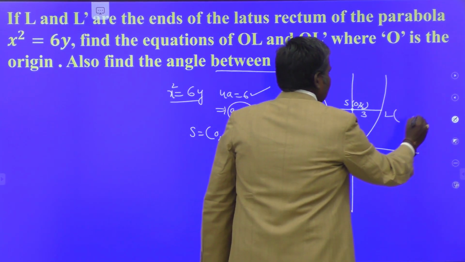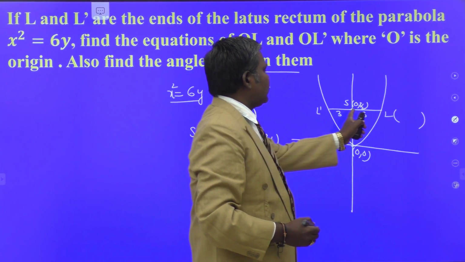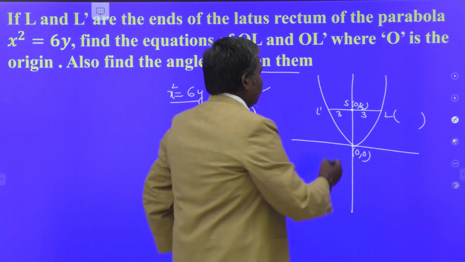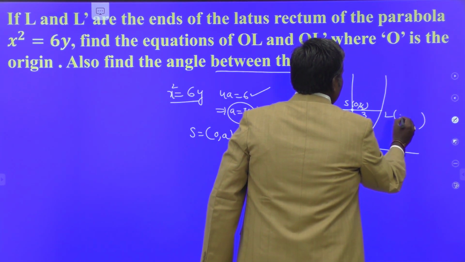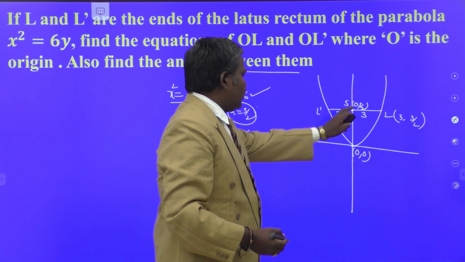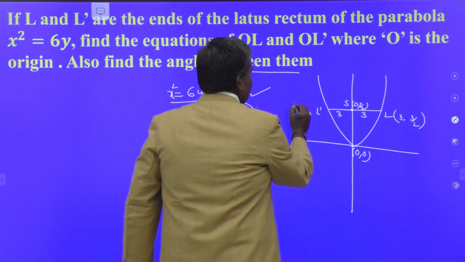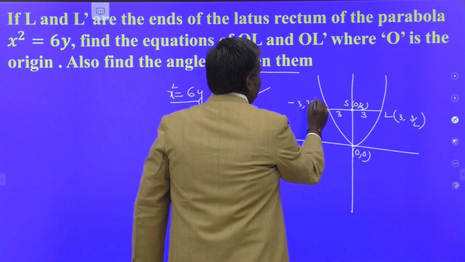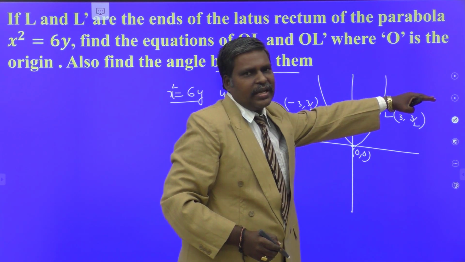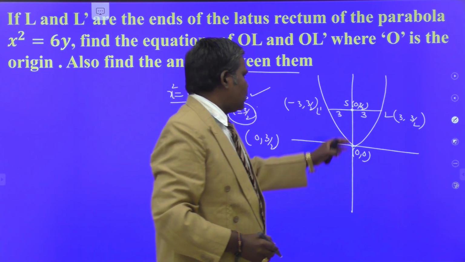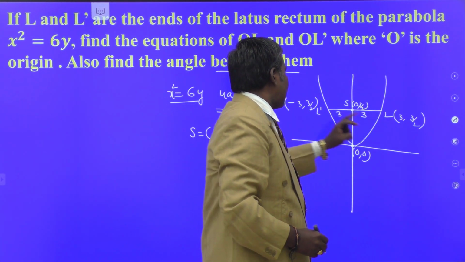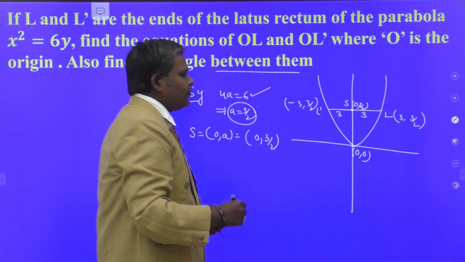Now anybody tell me the coordinates of L? You have to increase 3 units here, and 3 units to the left side. So the coordinates of L are 3, 3 by 2. Increase 0 to 3, decrease 0 to 3 here. That is, L dash is minus 3, 3 by 2. So clearly its midpoint is 0, 3 by 2. We are moving parallel to the x-axis, so the x coordinate will change. 3 units increased here, 3 units decreased here. 3, 3 by 2 is L and minus 3, 3 by 2 is L dash.